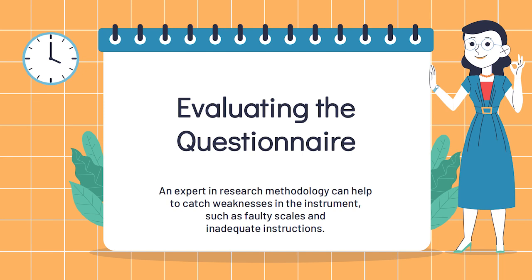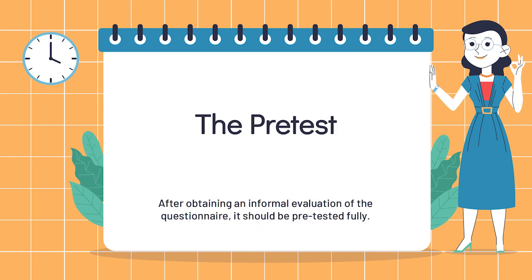Evaluating the questionnaire. An expert in research methodology can help to catch weaknesses in the instrument, such as faulty scales and inadequate instructions. A person who is familiar with the topic of the questionnaire can help in assessing the face validity of the questions. The pre-test. After obtaining an informal evaluation of the questionnaire, it should be pre-tested fully. Interviews and/or open-ended questions are necessary in order for respondents to have ample opportunity to point out problem questions.